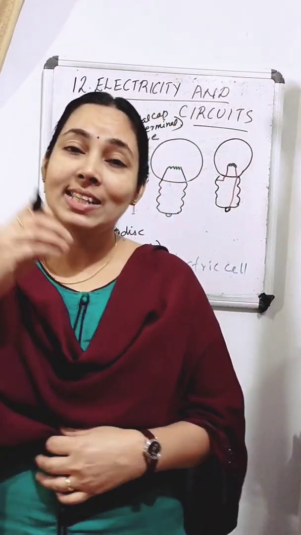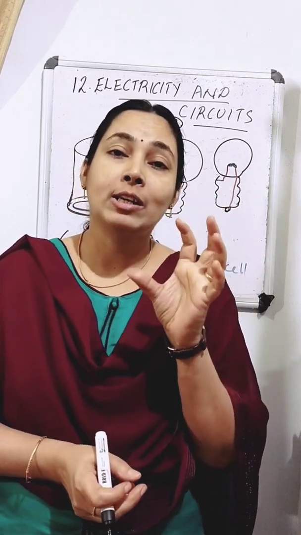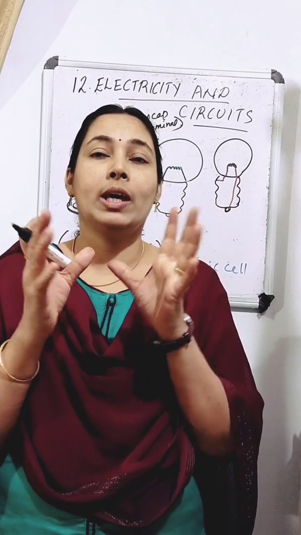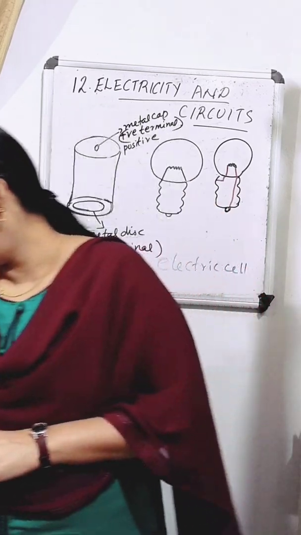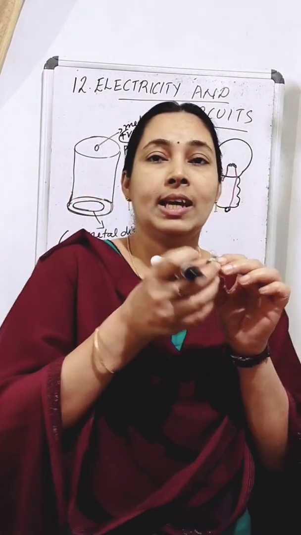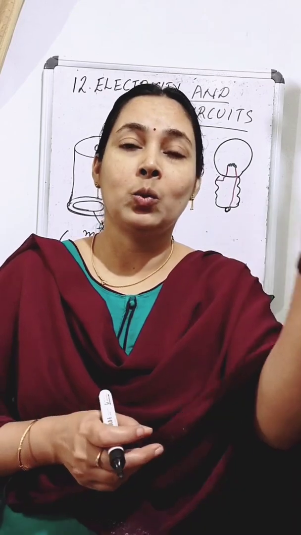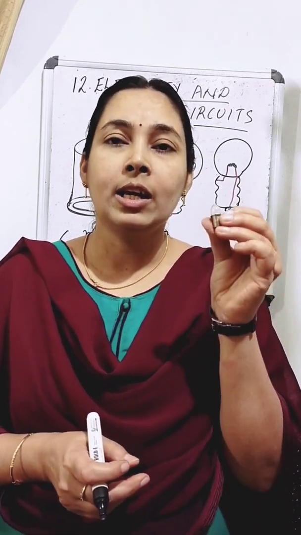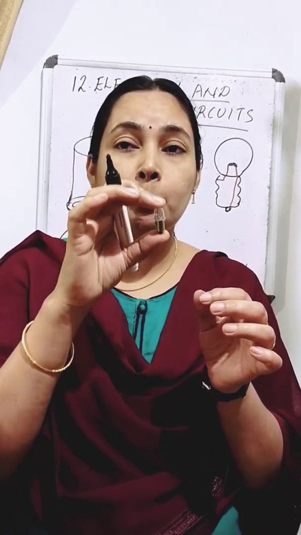Now we saw the electric cell is providing electricity to the bulb, and when the switch is on, the bulb will glow. Now we can look at a torch bulb. So this is a torch bulb. Nowadays we are using LED bulbs and all, but this is a torch bulb. This is not an LED bulb.